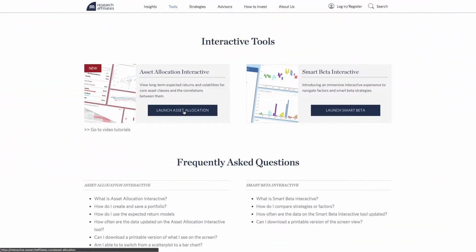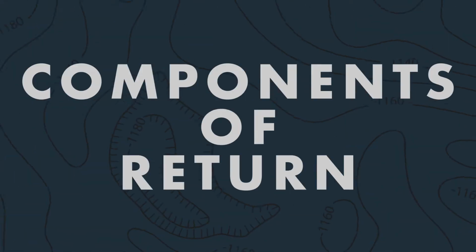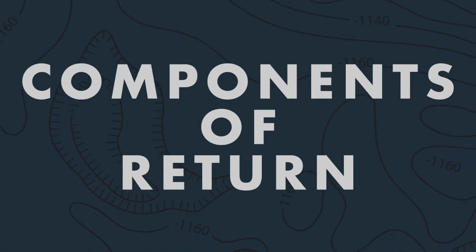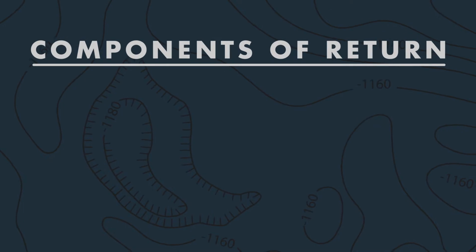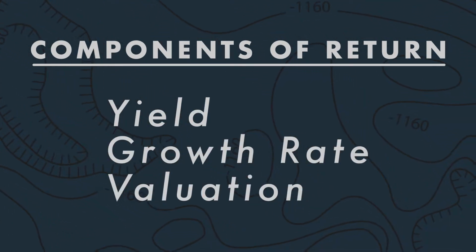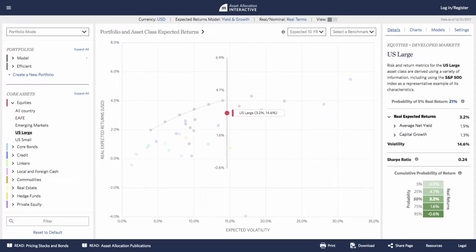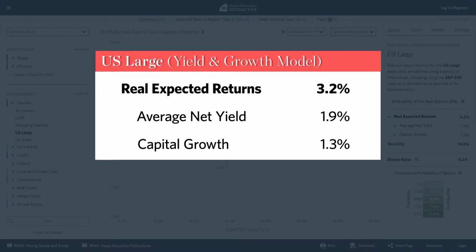Let's turn to the Asset Allocation Interactive site at Research Affiliates. The Asset Allocation Interactive site breaks down the components of return for virtually any financial asset into your yield plus the growth rate plus or minus any changes to valuation. Let's apply that very simple framework to U.S. equities. Now, when we look at the yield for U.S. equities, we find that U.S. equities give today about a 2% yield.